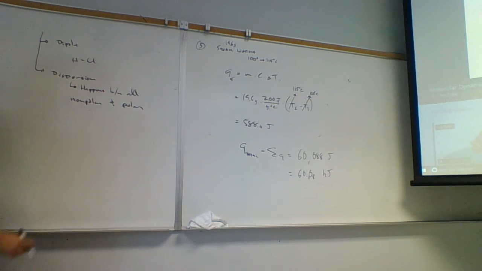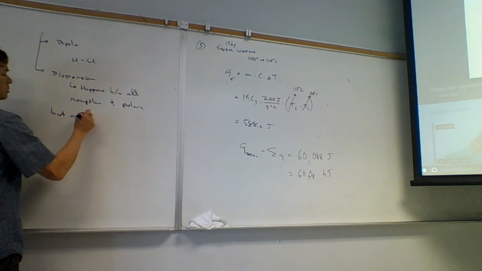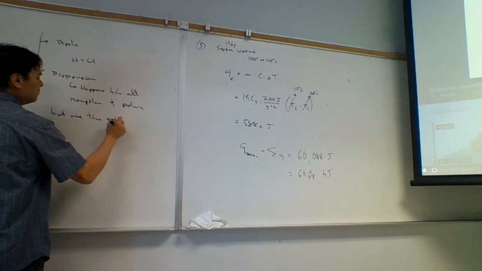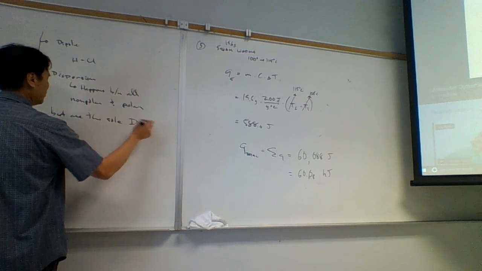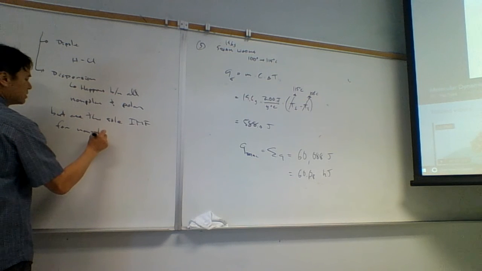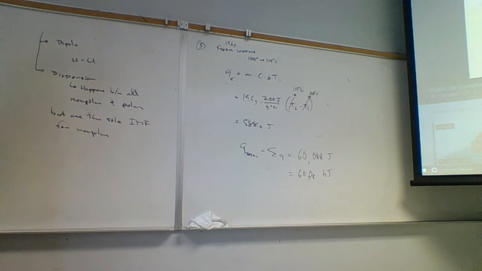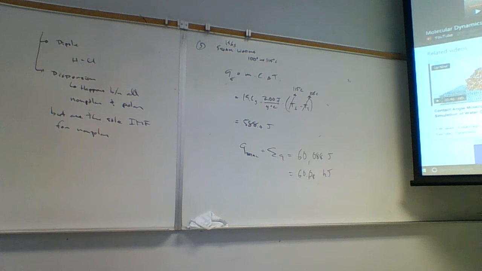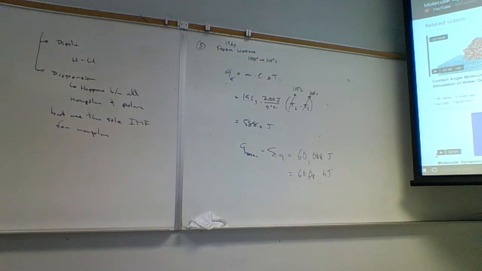Happens between all non-polar and polar, but are the sole IMF. IMF stands for intermolecular force. For non-polar, for example helium, the only force of attraction is dispersion. Dispersion is often thought of as kind of weak, but it need not be so weak compared to H bonding. For similar small molecules, H bonds are the strongest, followed by dipole, followed by dispersion.